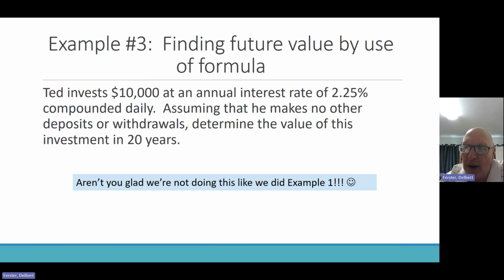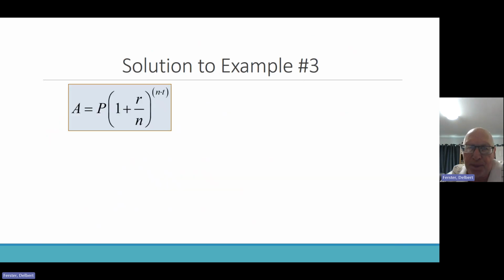Cool. All right, so in this one, we're going to do 2.25, and he's going to compound daily. Oh dear, we don't want to do this the way we did the problem in video 1. We're going to run this into the formula, attack this thing. And it shouldn't be too bad. We're going to roll it at 20 years.